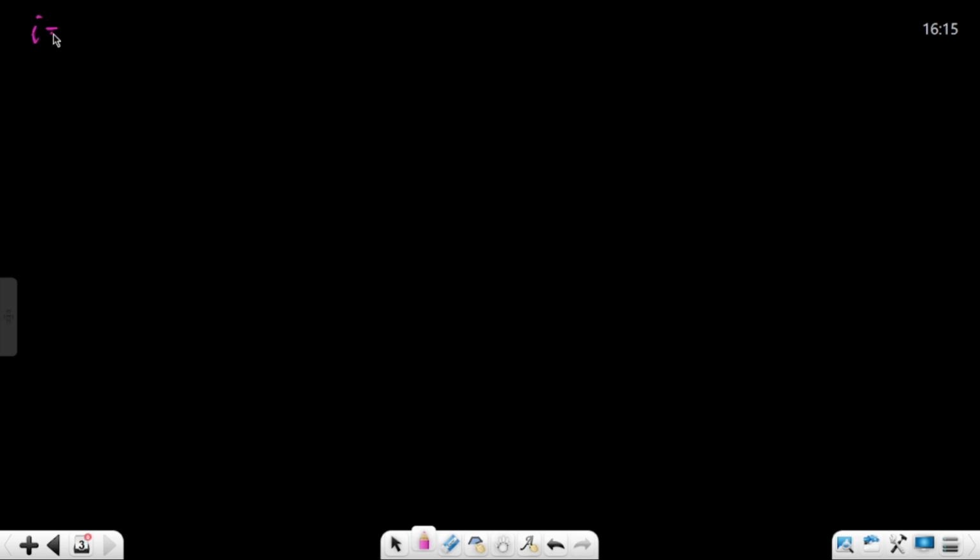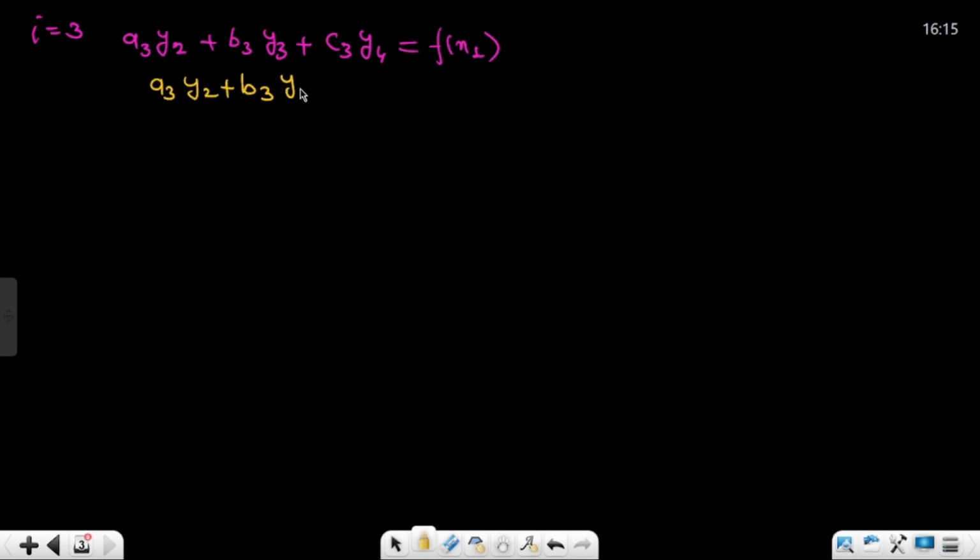Now, similarly, we'll proceed to i equal to 3. That is nothing but i equal to n minus 1. So in this case, we have a3 y2, plus b3 y3, plus c3 y4, and we know that y4 is again known. So in this case, we will modify this equation as a3 y2 plus b3 y3 is equal to f of x3 minus c3 y4, and we know that y at xn, that is x4, is equal to 1.